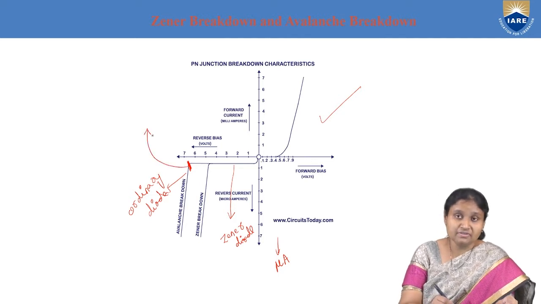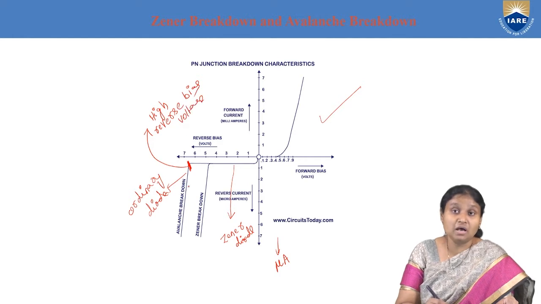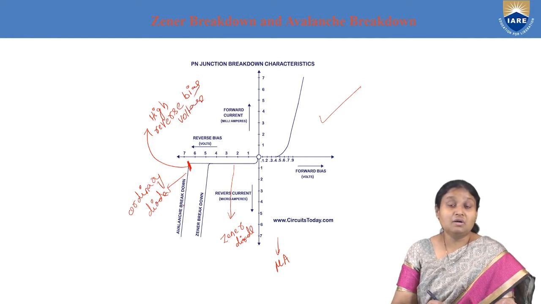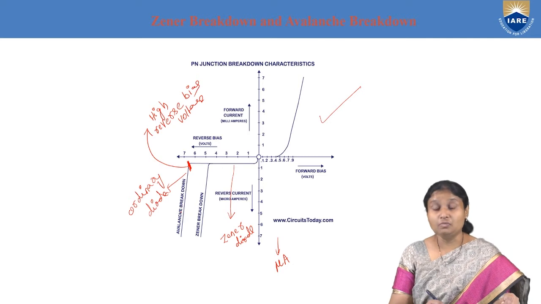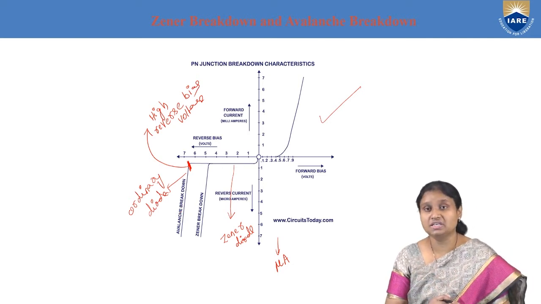So this value is very high. So we'll take it to be a high reverse bias voltage. And when we go for such a high reverse bias voltage, what we can observe here is breakdown. And that breakdown is called avalanche breakdown. What is avalanche breakdown? Where we have multiplication of charge carriers.